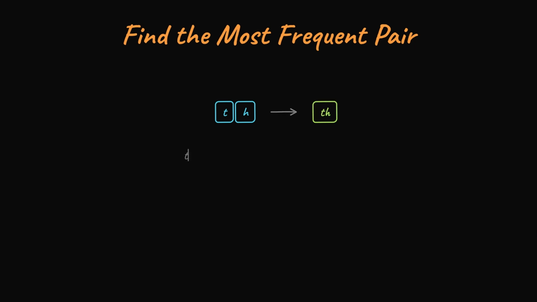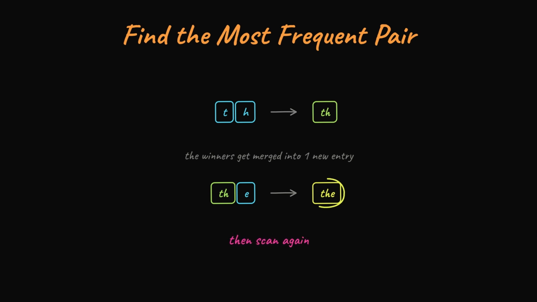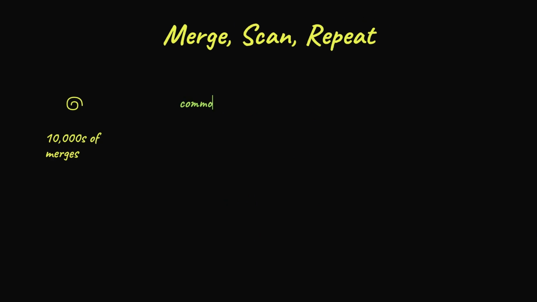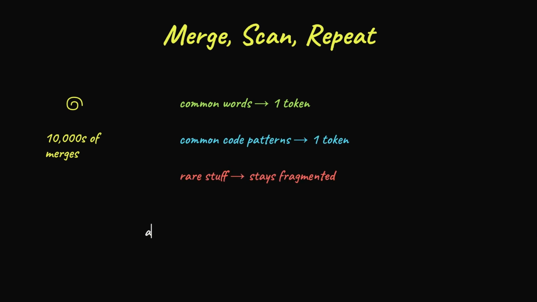Then you scan again. Maybe TH next to E is now the most common pair, so you merge those into the. And you just keep repeating this, merging the most frequent pairs over and over, tens of thousands of times, until you hit your target vocabulary size. What falls out of this process is a compression scheme shaped by the training data. Common English words become single tokens, common code patterns become single tokens, rare stuff stays fragmented.